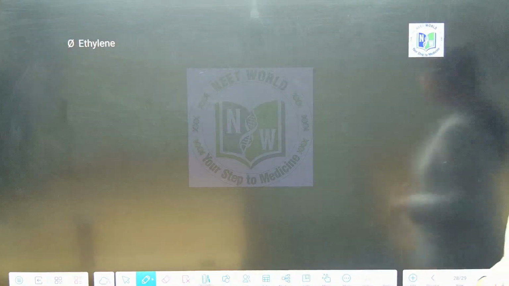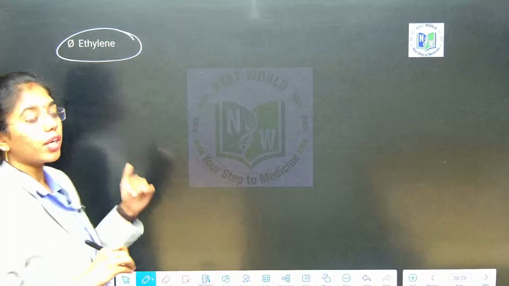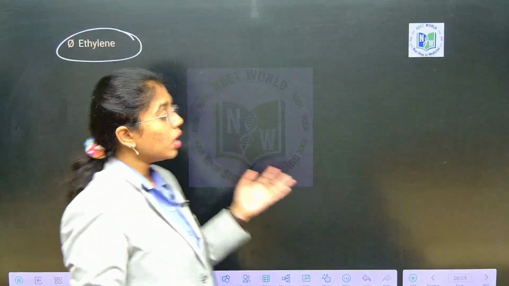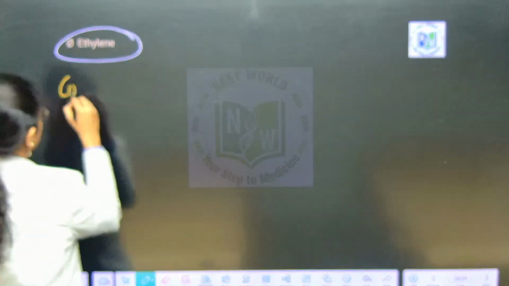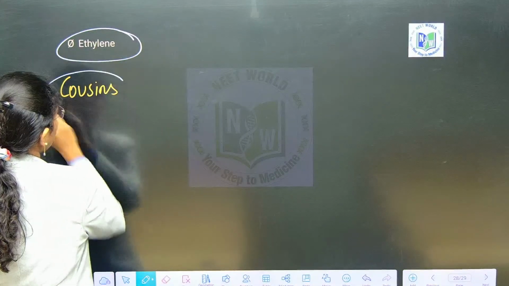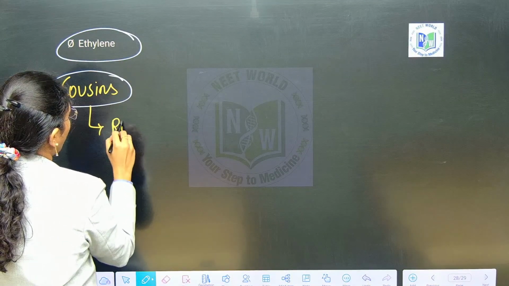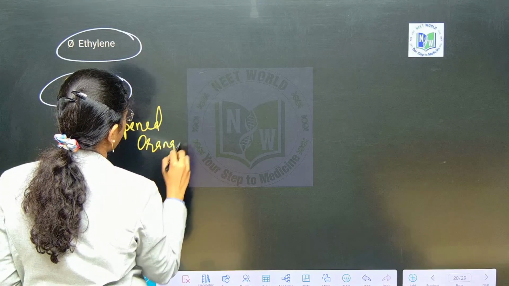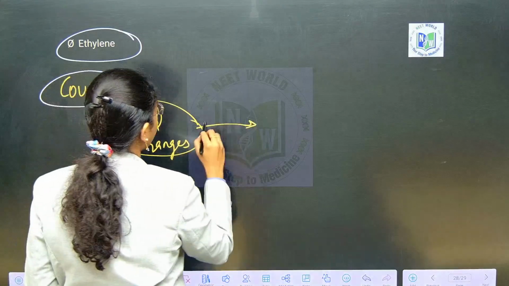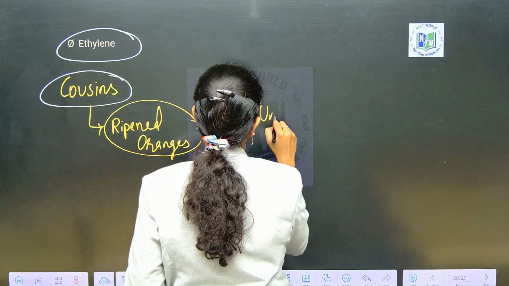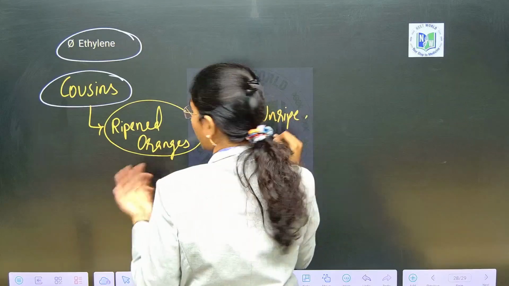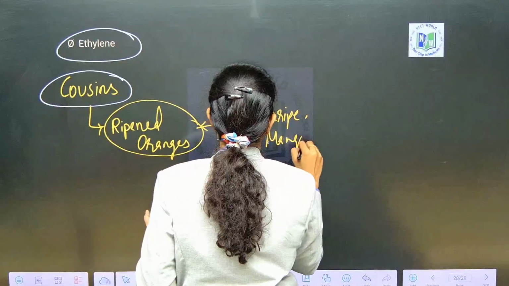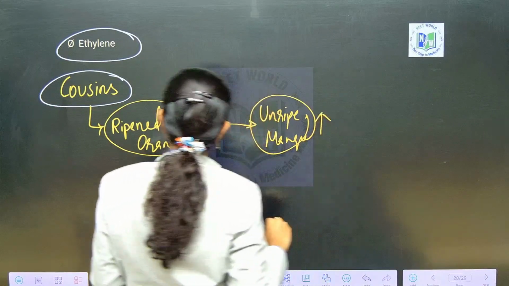And the last hormone we are going to see is ethylene. Ethylene is the phytohormone which has dual functions, both as a plant growth promoter and a plant growth inhibitor. This was first observed by Auxins, wherein he observed that ripened oranges, when placed beside unripe mangoes or bananas or any other fruit, caused them to ripen too.